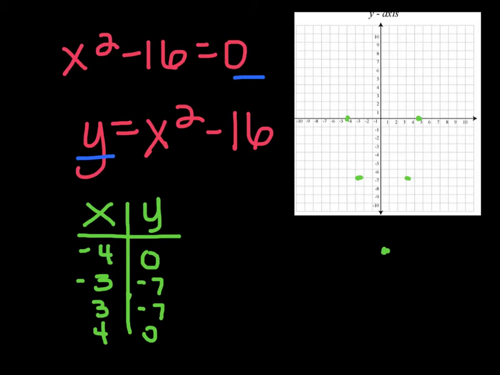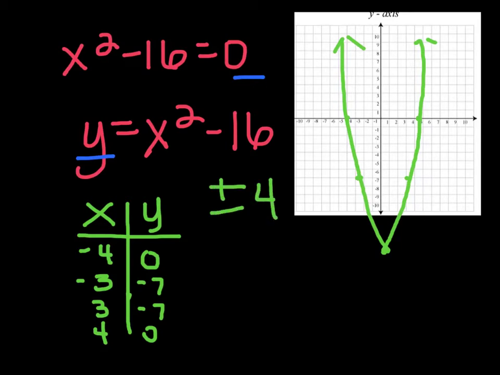But you can see the shape that this graph is going to be. It is, in fact, a parabola. My solutions are where y is 0, and where y is 0, we have -4 and +4. So my solutions are positive and -4. That's what we're going to look at for this one, where it crosses the x-axis at 0.